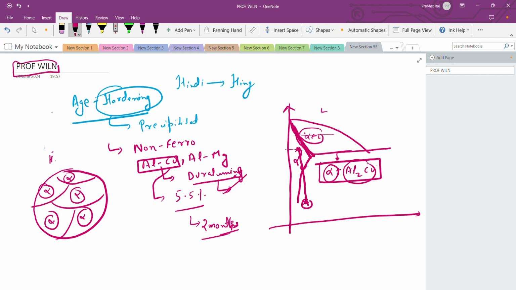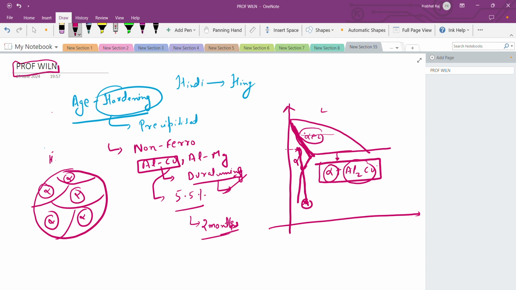How come this phenomenon is possible, that before 2 months there was no change in hardness, and after 2 months there is a sudden change in hardness? So he was shocked. Now again he did the same experiment and repeated it. He took the same sample and heated it till a temperature where pure alpha phase is present and quenched it back to room temperature. Again the same situation arrived: no change in phase, no Al2Cu was found.